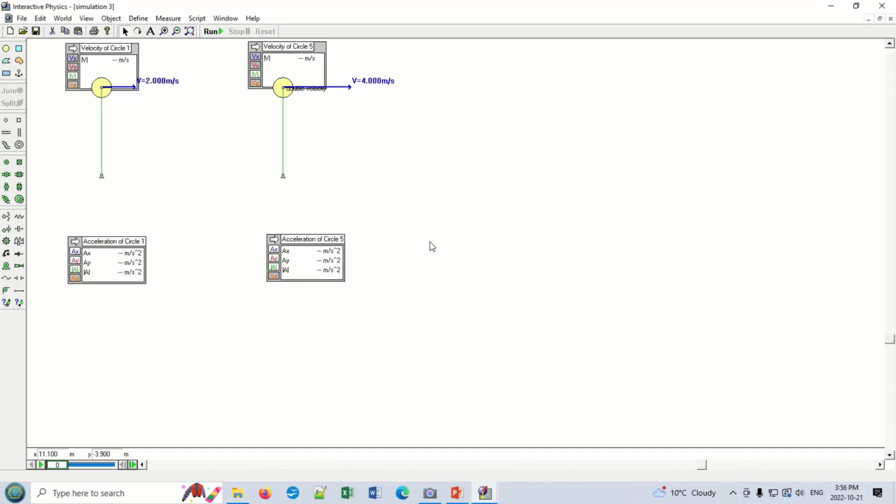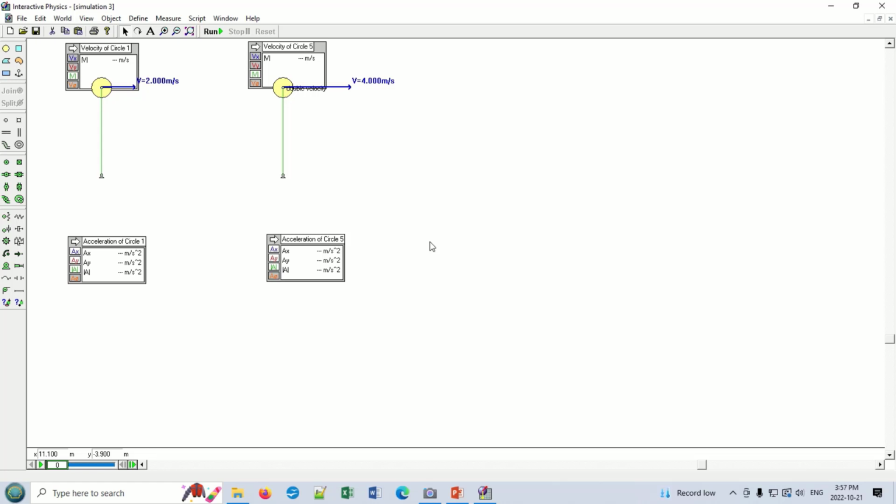So I'll open up simulation 3. And again, we've got balls traveling in a circle, but there's 2 of them now. And notice that the radius is the same for both of these balls, but one of them has twice the speed of the other. So this one has a speed of 2 meters per second, and this one has a speed of 4 meters per second. Now when I press run, the balls are going to start moving and the program will fill in the acceleration vectors. That's what we want to look at for this question.